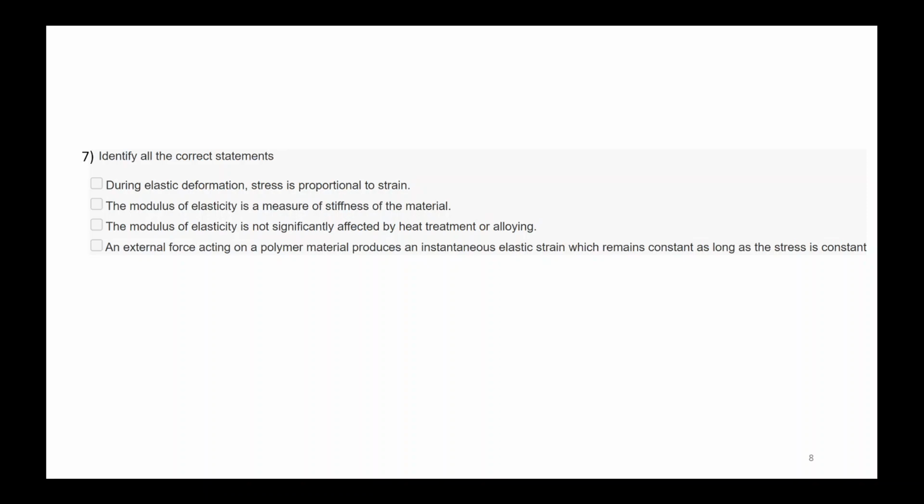Seventh question is, identify all the correct statements. So your options are, during elastic deformation, stress is proportional to strain, and the modulus of elasticity is a measure of stiffness of the material, and the modulus of elasticity is not significantly affected by heat treatment or alloying. And an external force acting on a polymer material produces an instantaneous elastic strain which remains constant as long as the stress is constant. Your answers will be the 2 and 3 statements.